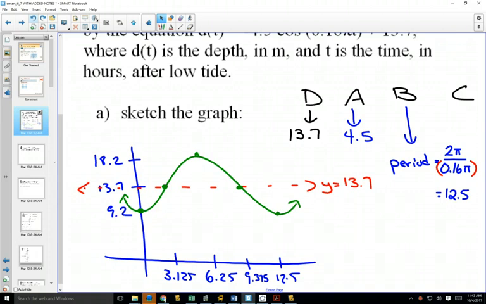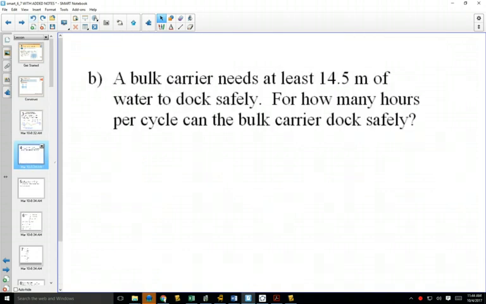Now, in part B, there's two methods for solving part B. One is using your graphing calculator and one is not. We are going to solve part B with our graphing calculator first because it makes life easier. But you also have to know how to use your graphing calculator in order to do that. So we've got a big boat. It needs 14.5 meters of water in order to come in and dock safely. Otherwise, the water levels are too shallow.